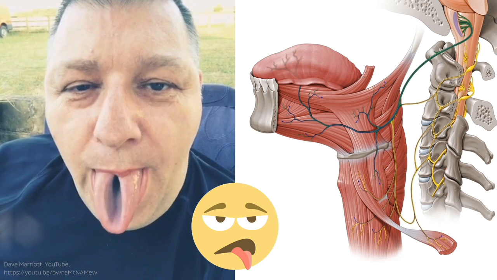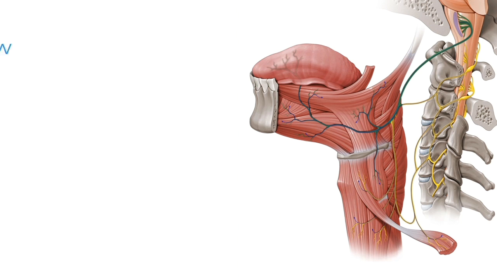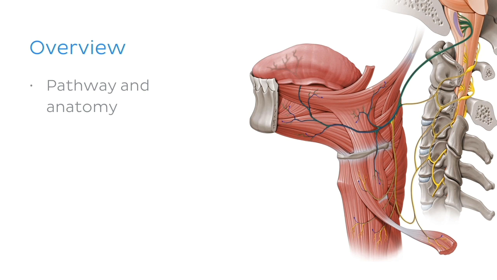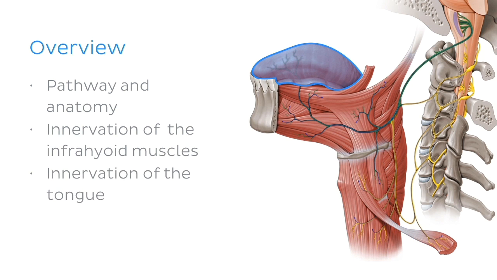So let me first give you an overview of what we'll be discussing today in this video tutorial. We'll be beginning by first describing the pathway and anatomy of the hypoglossal nerve, taking into account its role in the innervation of the infrahyoid muscles, as well as the innervation of the tongue, including both intrinsic and extrinsic muscles. And finally, we'll conclude with the clinical implications of damage to the hypoglossal nerve.